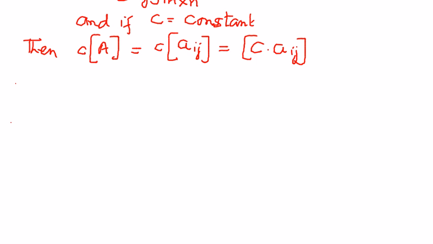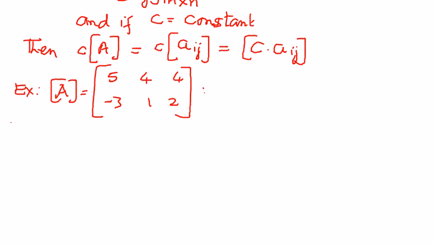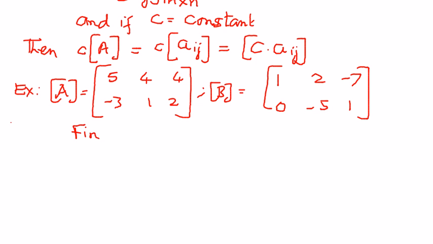Let's take a simple example. In this example, if A is a matrix, and let's say the size of this matrix is 5, 4, 4, and -3, 1, 2, let's say. And then we have a matrix B, which has 1, 2, -7, and then 0, -5, 1, like that. And then if we want to find 2 times A minus 3 times B. How do we do this?